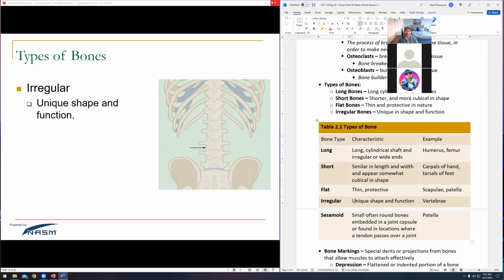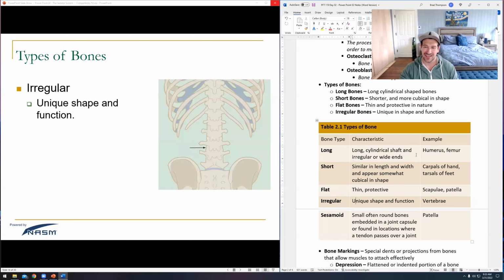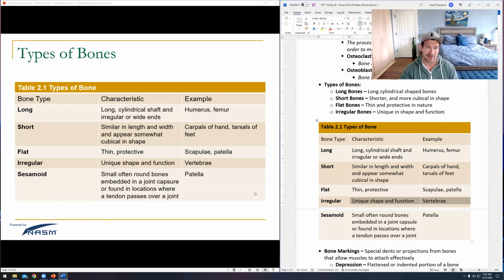Which is pretty cool. And I love to talk about that. That's probably my favorite. The atlas vertebrae is probably my favorite bone in the body. So it's irregularly shaped. It's a very weird shape that allows us to do very cool things.